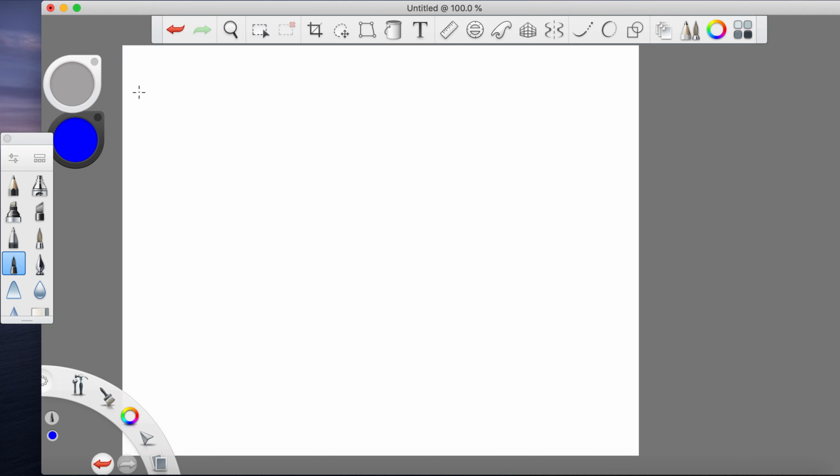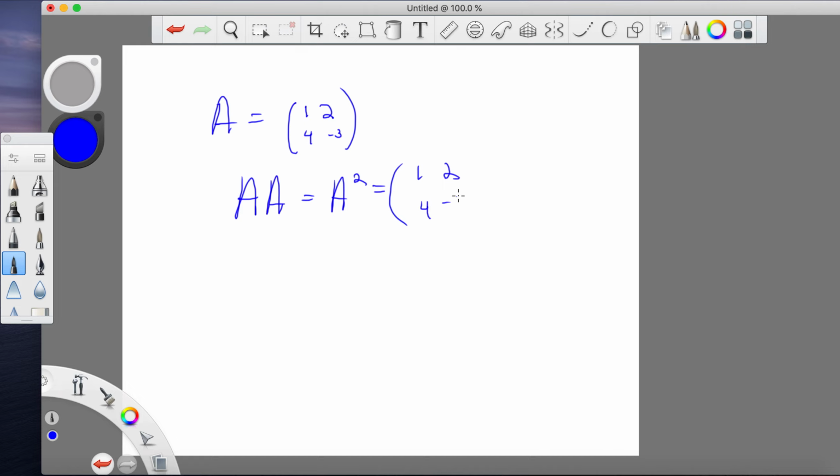Okay, so sometimes when we multiply a matrix by itself, we denote that as A squared. So for example, if a matrix A is equal to 1, 2, 4, -3, sometimes instead of writing A times A, we just write A squared. And to compute that, you just do it as a normal matrix multiplication. Again, this makes sense because a pair of 2 by 2 matrices multiplied together gives you a 2 by 2 matrix.